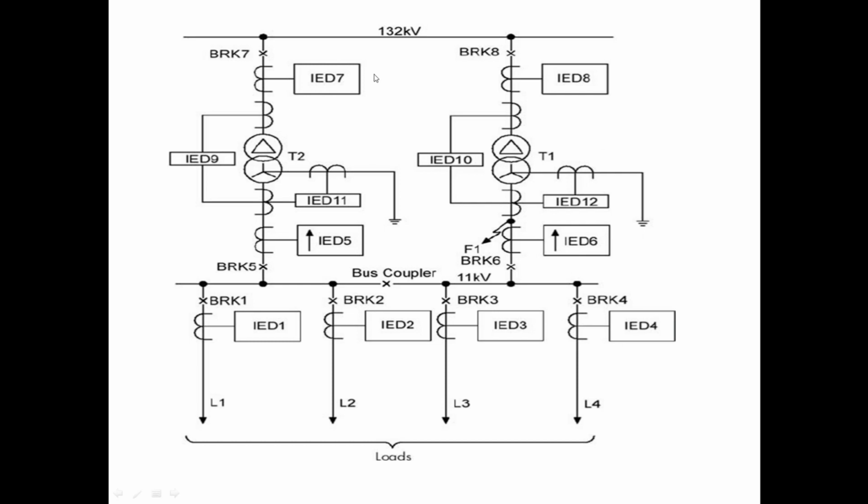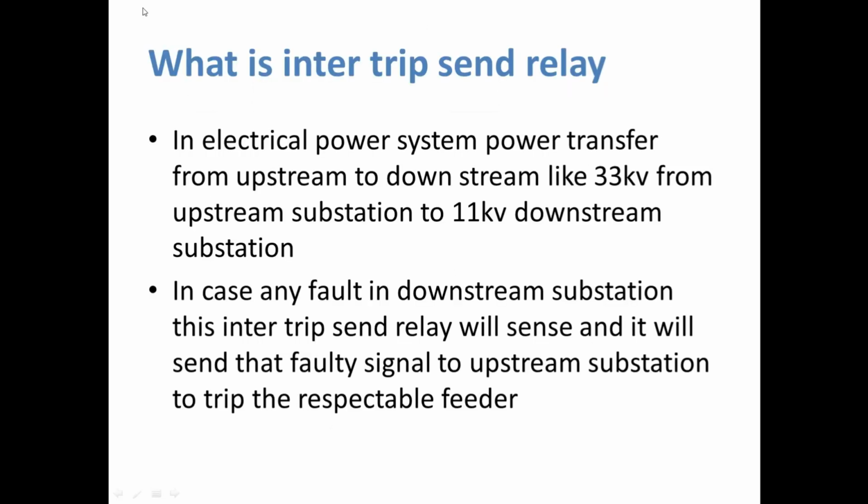But why are we adding additional protection with the intertrip send and receive relay? That is what we are going to discuss today. First we will see what the intertrip send relay is. As I told, in any electrical power system, power is generally transferred from the upstream substation to the downstream substation. It could be 33 kV or 11 kV to 440 V.